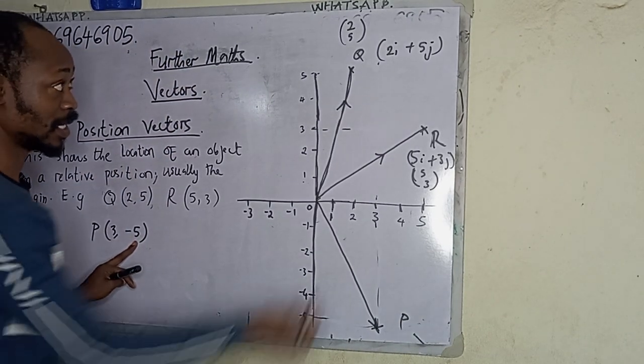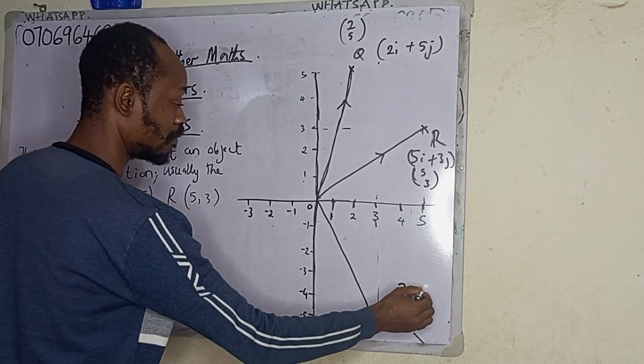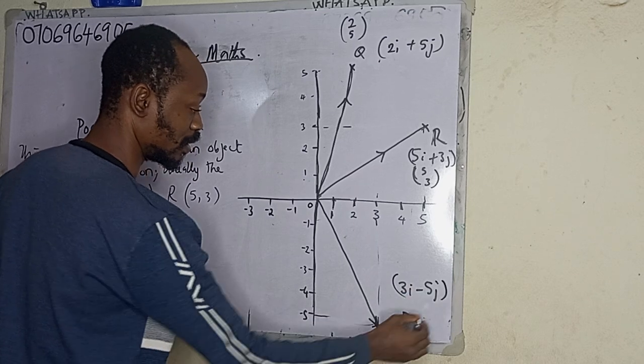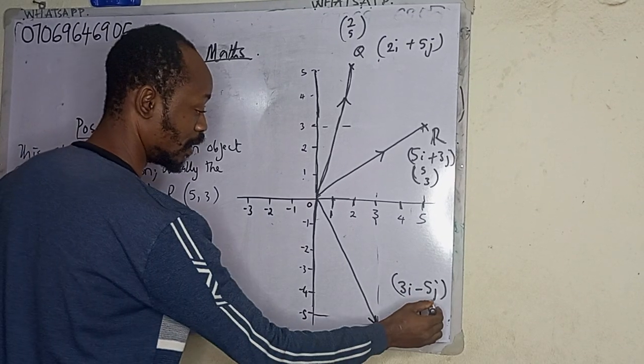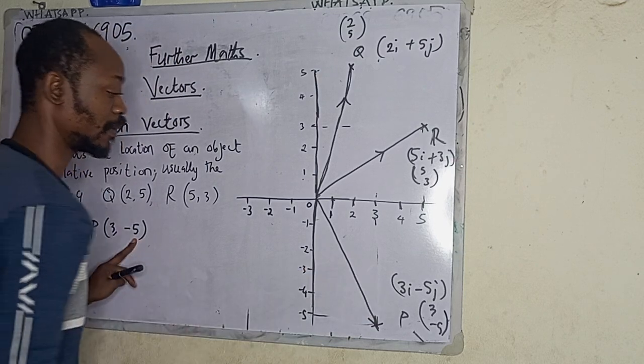And you can write it in terms of i and j. That's going to be 3i minus 5j. You can write it in column vector form. That's going to be 3 and -5. And that is going to be our P.